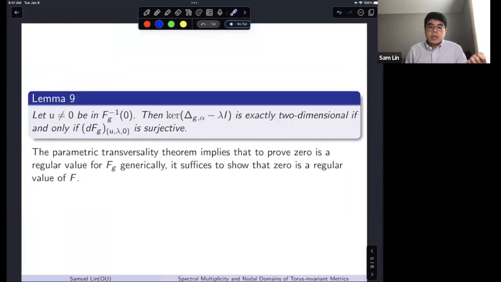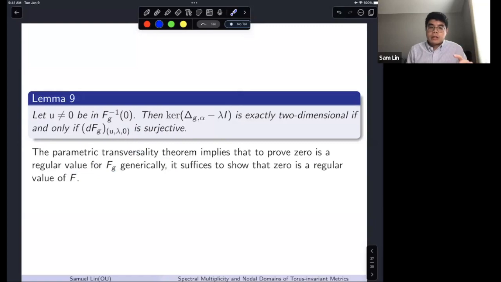Now our key observation is the following. Suppose that u is a non-zero eigenfunction with eigenvalue lambda. Then the eigenspace of this vector valued Laplacian is exactly 2-dimensional if and only if dF_g at (u, lambda, 0) is surjective. So we want to apply the parametric transversality theorem to prove that 0 is a regular value for F_g generically.